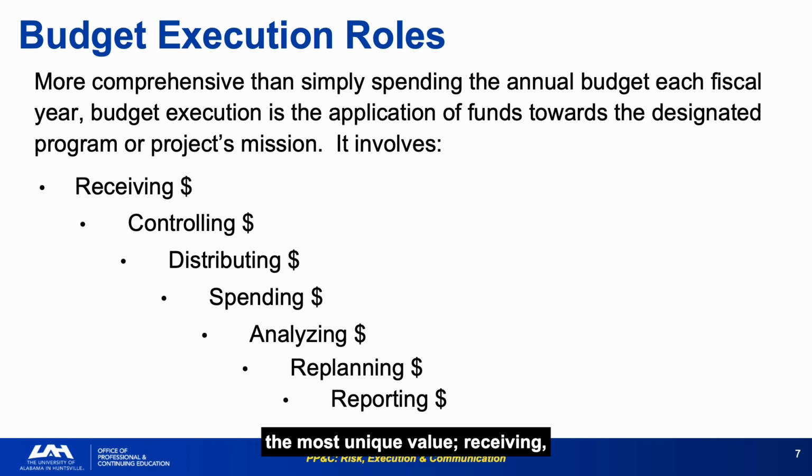Receiving, controlling, distributing, and spending are largely administrative, while analysis and replanning require judgment and context. If your role involves any of these 7 functions, you need to understand the legal and procedural requirements that govern them. Ignorance of the Anti-Deficiency Act does not protect against its penalties.